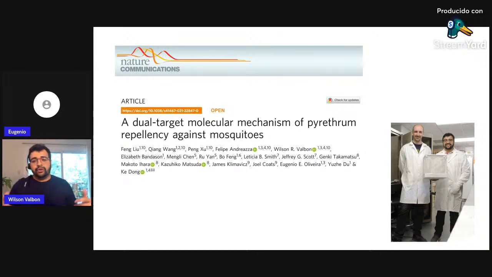However, this mutation on the sodium channel won't change the response of the odorant receptor. The repellency that is mediated by odorant through the odorant receptor won't change in a pyrethroid resistant mosquito. So you are saying that there are some pyrethroid resistant mosquitoes? Yes, there are, many lines.